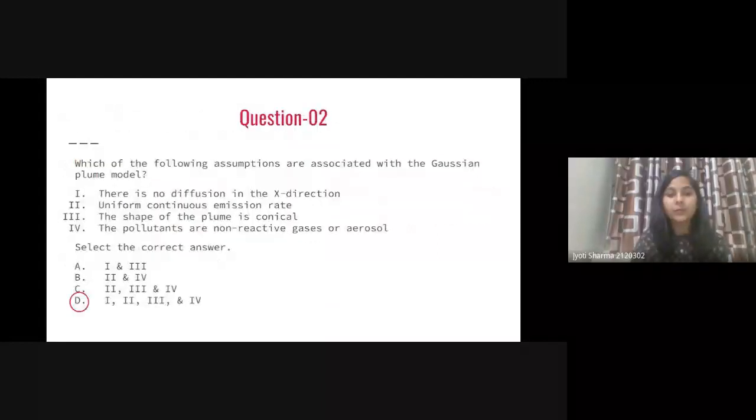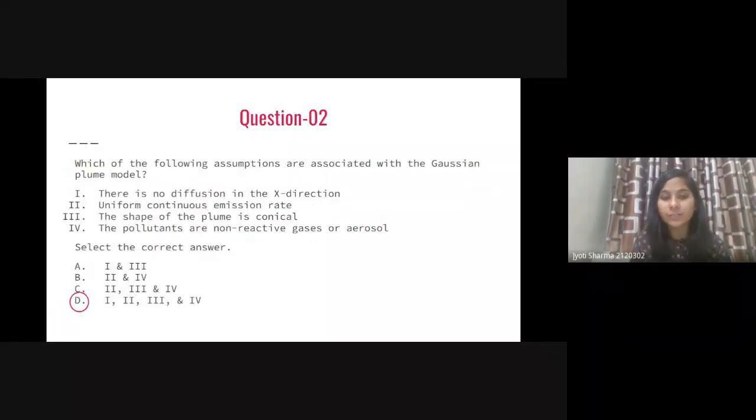So here we have four statements. First is there is no diffusion in the x direction. So what do you mean by the x direction, and what do you mean by diffusion? What's the definition of diffusion? Secondly, if you have a uniform continuous emission rate, what do you mean by the emission rate, and how can it be continuous? Then the shape of the plume is conical. This is very much clear. Then pollutants are non-reactive gases. This is also clear. So let's talk more about this Gaussian plume model and its assumptions.